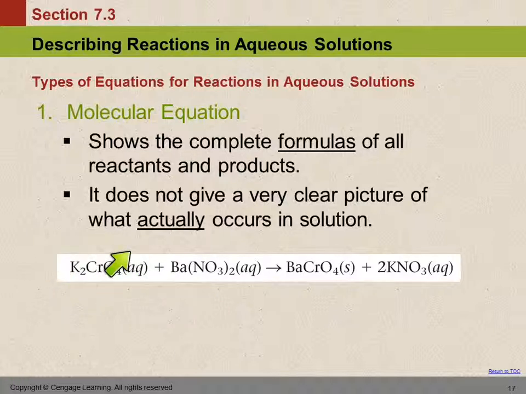It shows potassium chromate in aqueous solution reacting with barium nitrate that's dissolved in water and is aqueous. And that reacts to form barium chromate, which is a solid, and potassium nitrate, which remains aqueous. So that's useful, but it doesn't give us a clear picture of what's actually going on in solution.